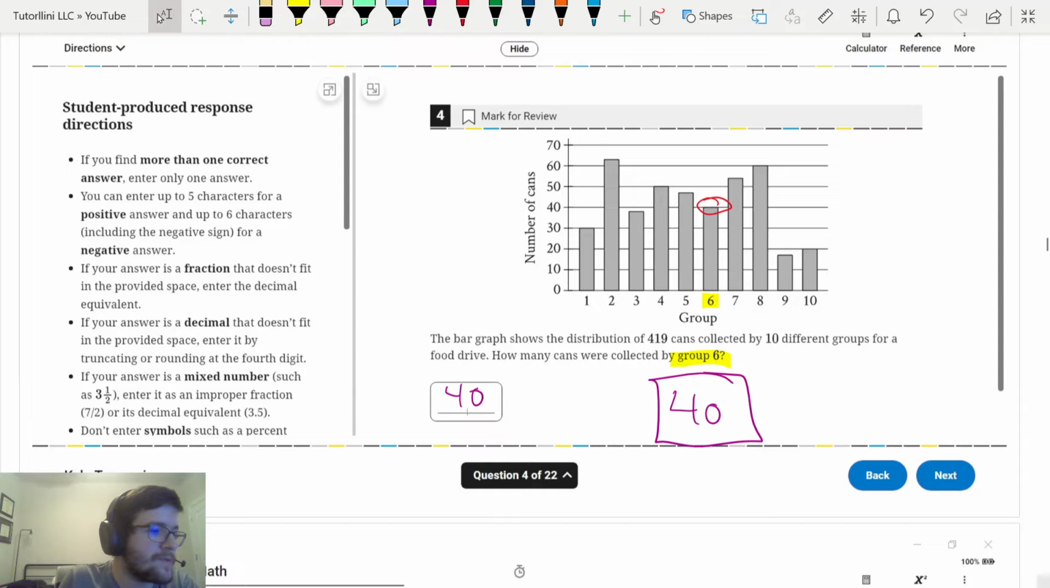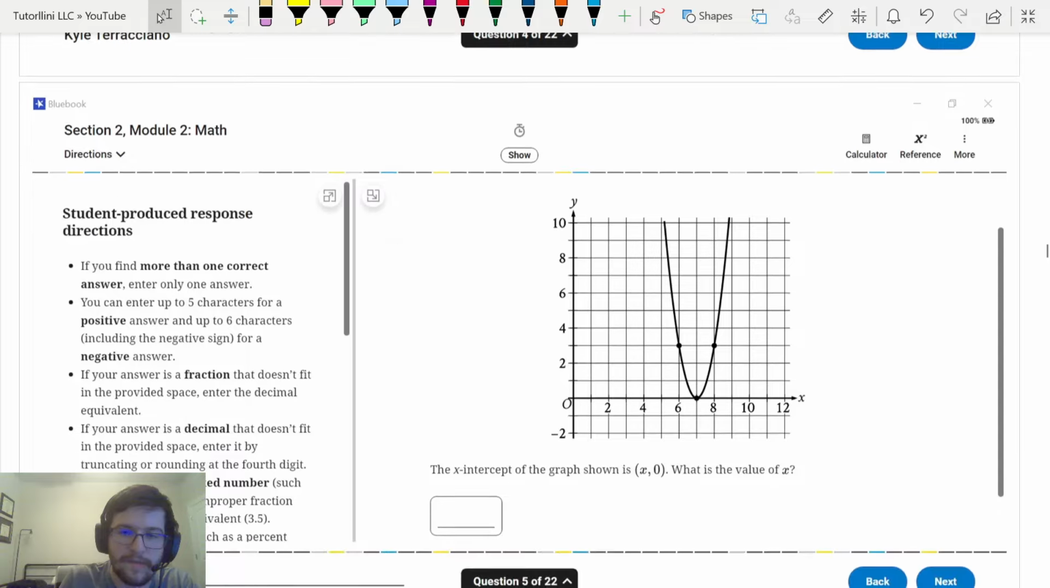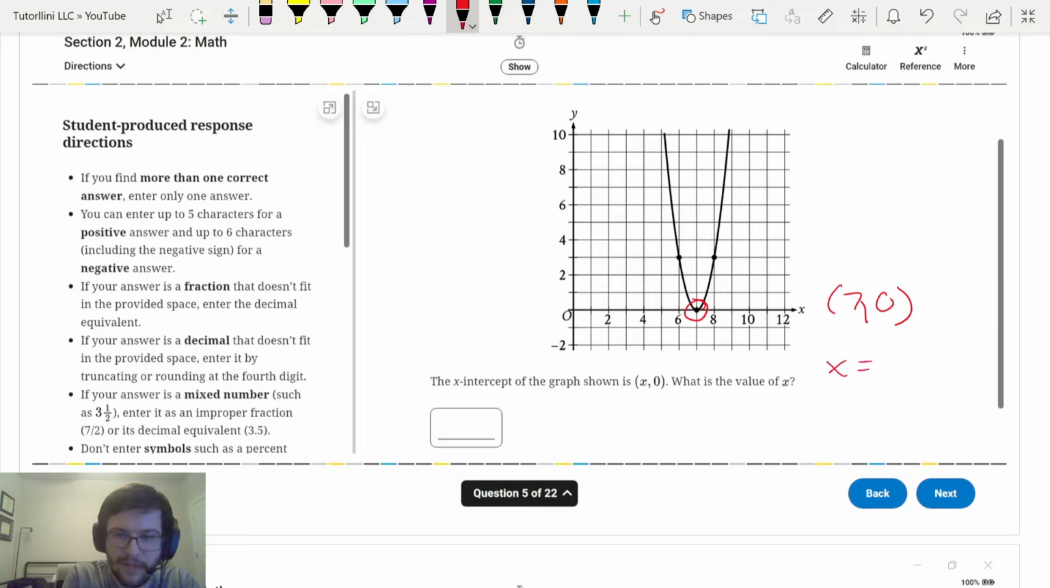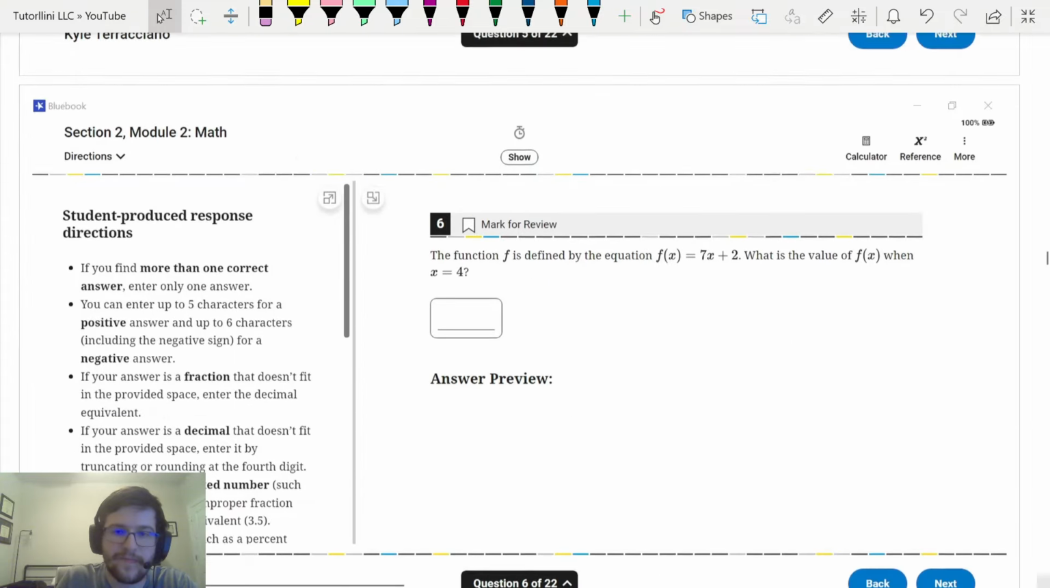All right, lots of grid-ins in a row. The x-intercept of the graph. Okay, so where does it touch or cross the x-axis? Okay, that's right here. That's 7, 0. So x is equal to 7. So let's put 7. Great.